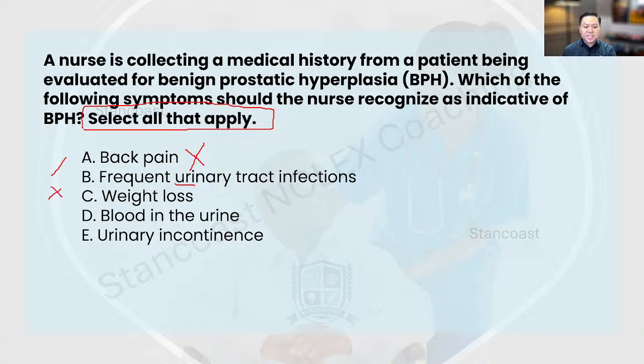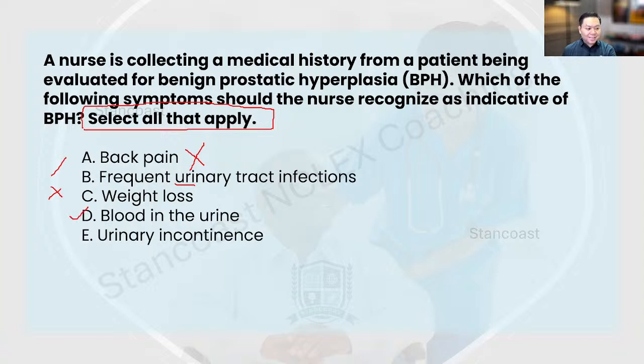What about letter D? Blood in the urine. Did we talk about hematuria? Yes, hematuria is common in benign prostatic hypertrophy because of the enlargement of the prostate. That can also cause pressure on the urinary structure. So hematuria is common. We are going to select letter D as well.